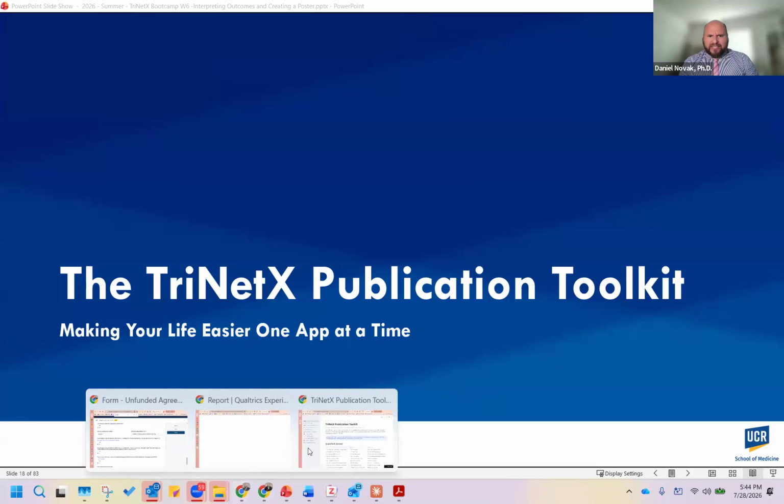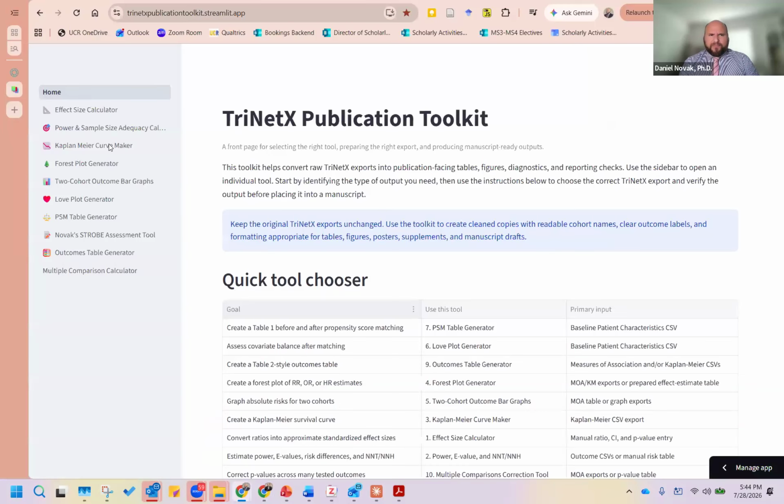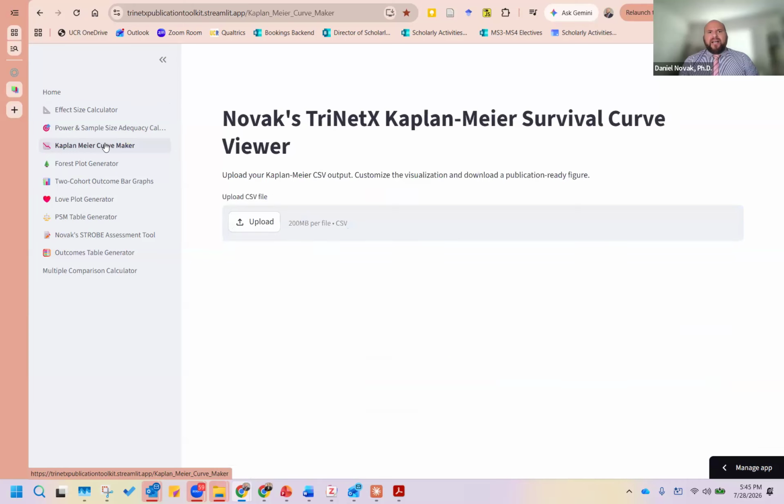So I made you guys out there a tool. It's called the TriNetX Publication Toolkit, to try to help you make sure that your studies are good quality and that they're accurate and that you are outputting your files into good formats that are presentable.